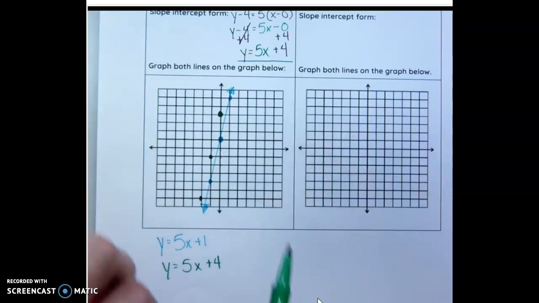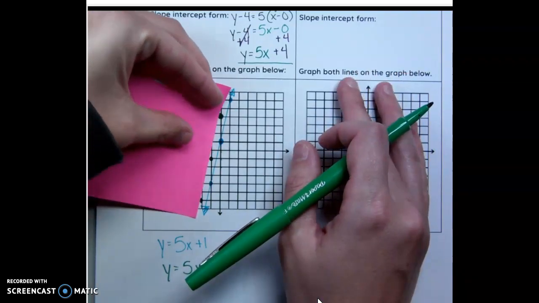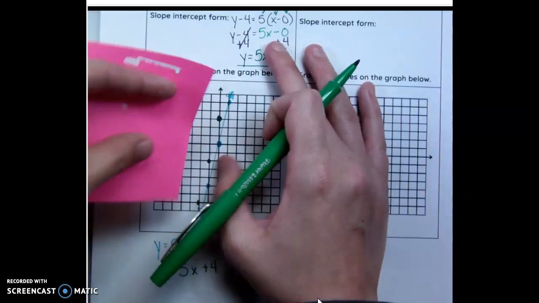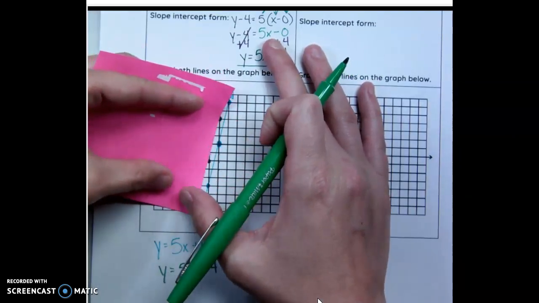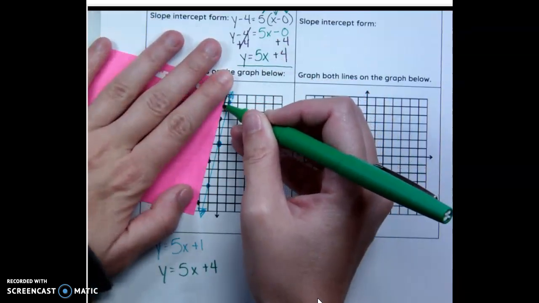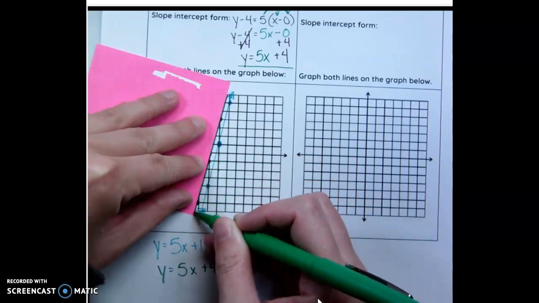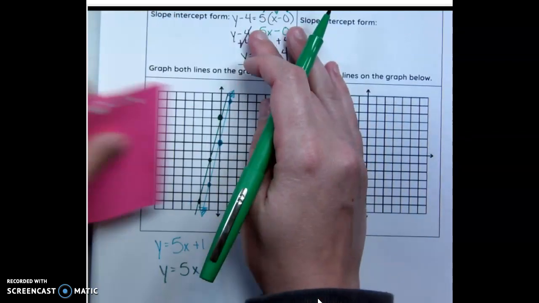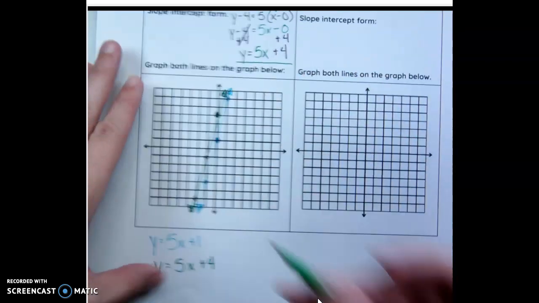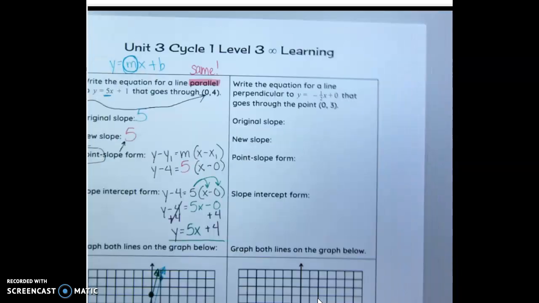Now this is why straight edges are so important. If they're parallel lines, they will never, ever cross. And if they're crooked, they will. They're really close, but they're not crossing. So those are my 2 parallel lines. All right, let's do the next example.